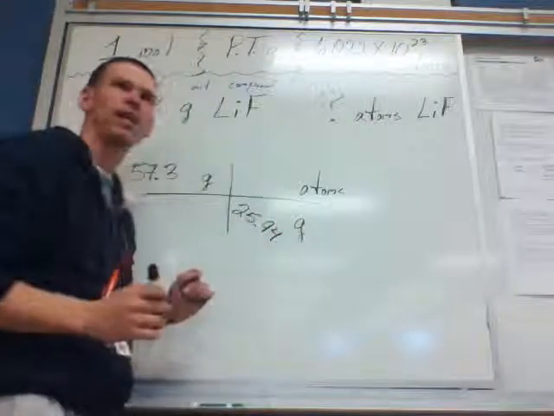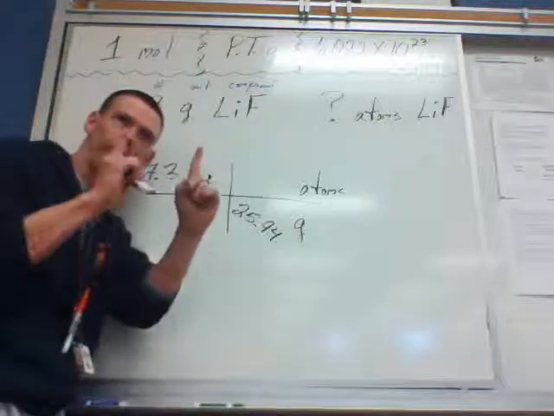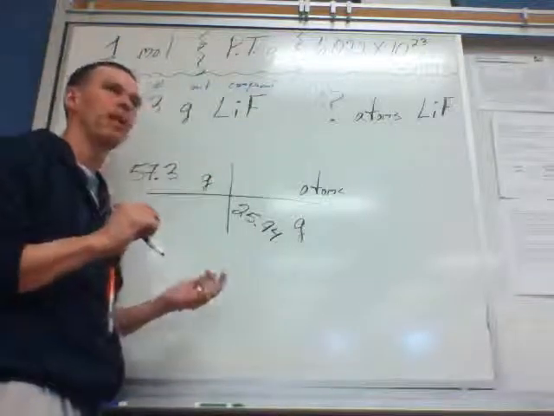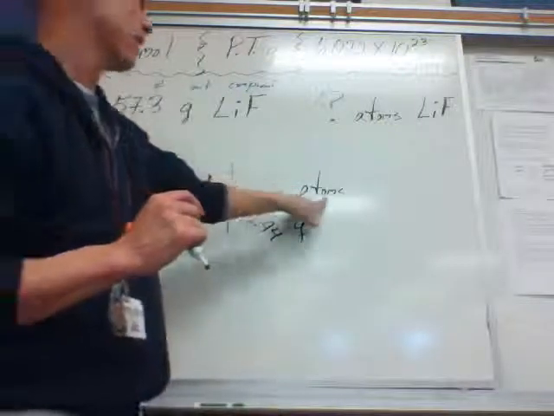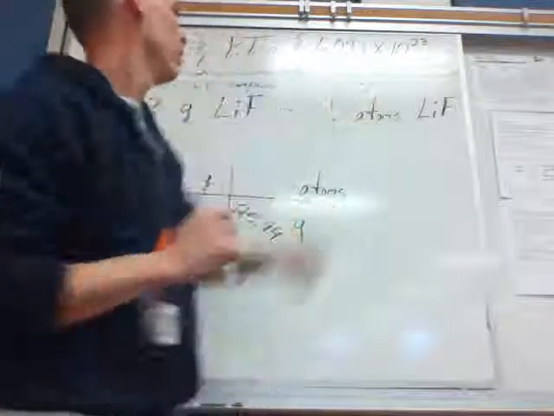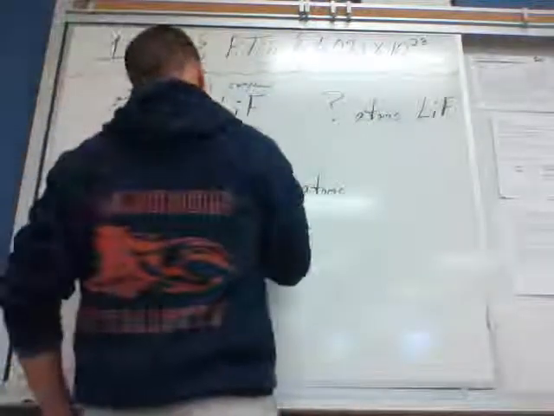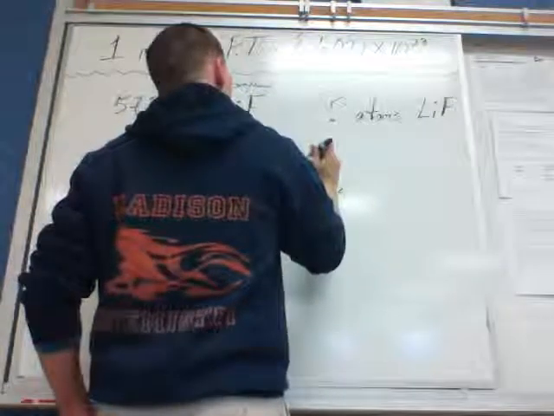We happy with that answer? I didn't calculate it. All right, so one lithium plus one fluorine, 25.94. Again, we need a conversion factor, but this time for atoms. Avogadro's number, 6.022 E23.